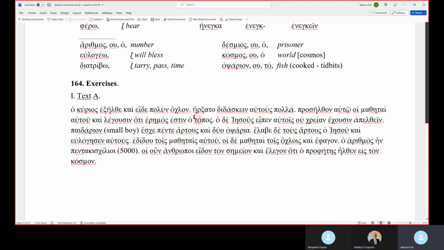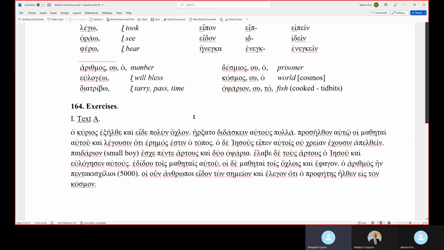Ha kurios exelthe kai ede polun oklon. The Lord went out and saw a large crowd. And saw a large crowd.